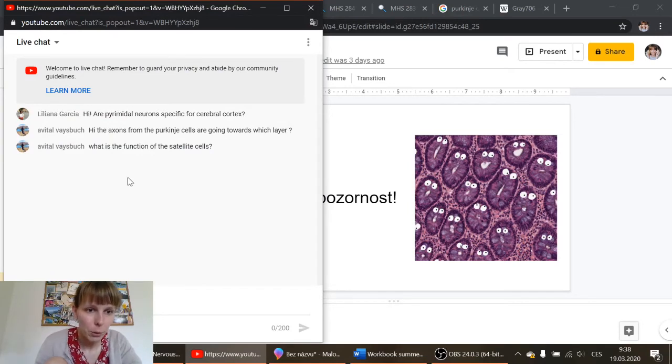So there's one more question. Okay, what is the function of the satellite cells? It's similar to astrocytes in the central nervous system, so they will be supporting and providing nutrition to the neurons in the ganglion. So the basic function of the glial cell that you would expect. Nothing really very special. So helping the neurons survive and function properly.